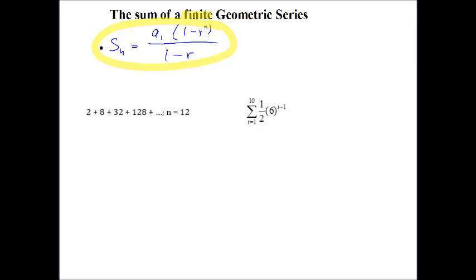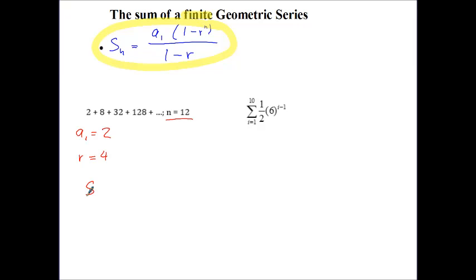In our example here to the left, we have a geometric series, a sub 1 is equal to 2. Let's find r. 8 divided by 2 is 4. 32 divided by 8 is 4. 128 divided by 32 is also 4. So r has got to be 4. And now we're supposed to find the sum of the first n, in this case 12 elements.